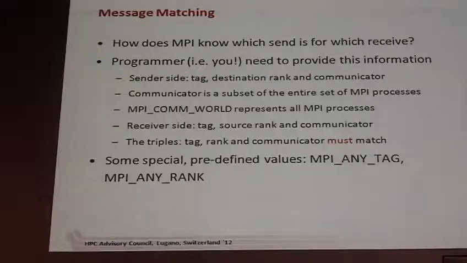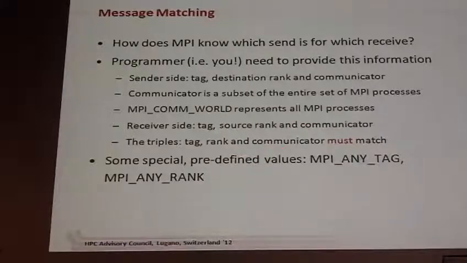When you are writing a parallel application using MPI, the sender side has a tag, destination rank, and communicator. The communicator is actually a subset of the entire set of MPI processes. In MPI terms, there is something called MPI_COMM_WORLD, which represents everybody in that MPI process. From that COMM_WORLD, you can create different kinds of subsets depending on how you are trying to talk to each other. And the receiver side, again, has a tag, source rank, and communicator.